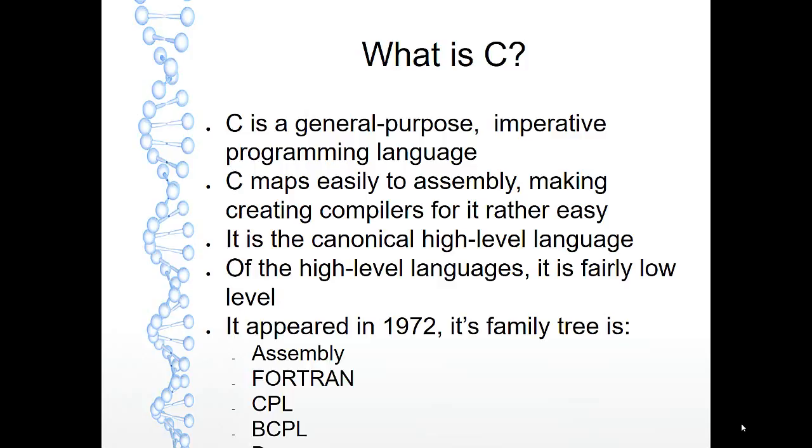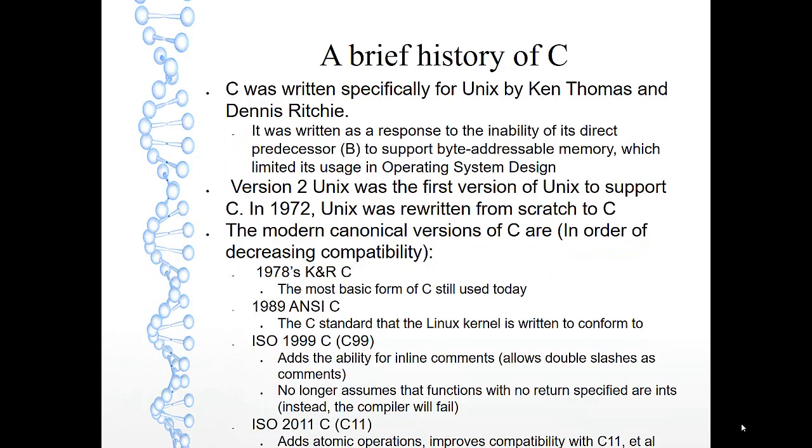So it appeared in 1972, and it started off with assembly, Fortran, CPL, BCPL, and you can't see at the very bottom of the slide, but it should have been B. B was the language that came immediately before C. And C was written specifically for Unix. It was also specifically written in order to solve some of the problems that the B language had.